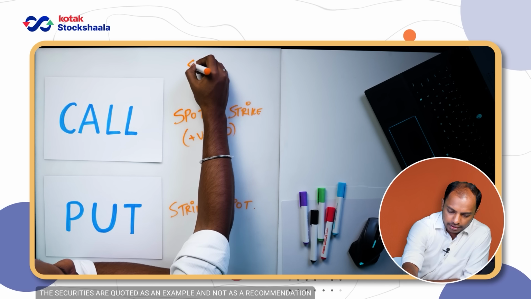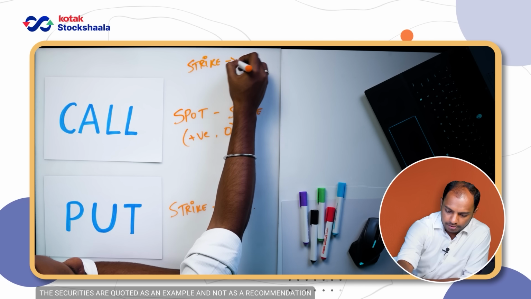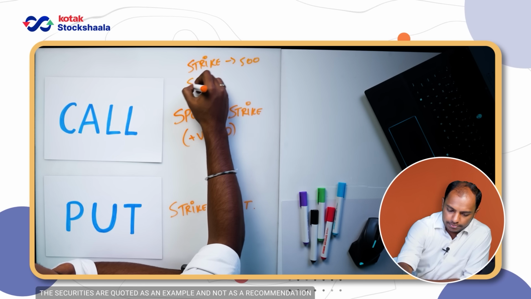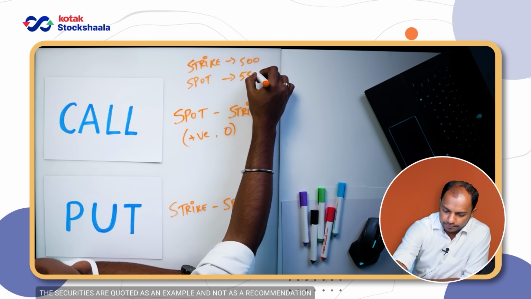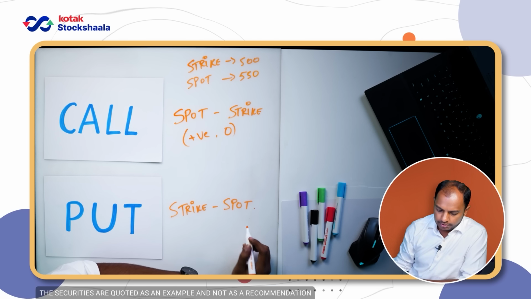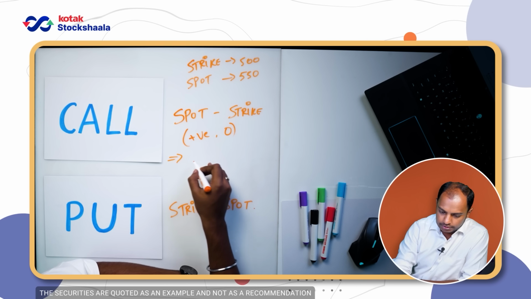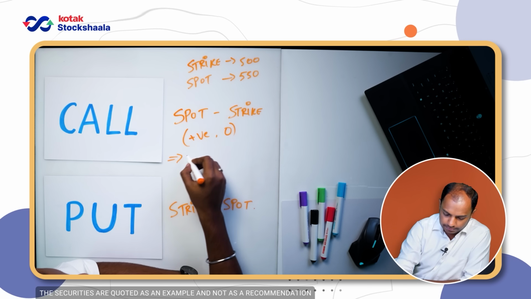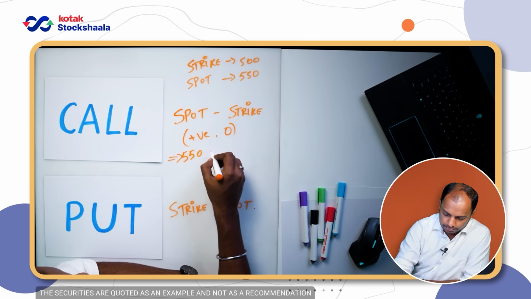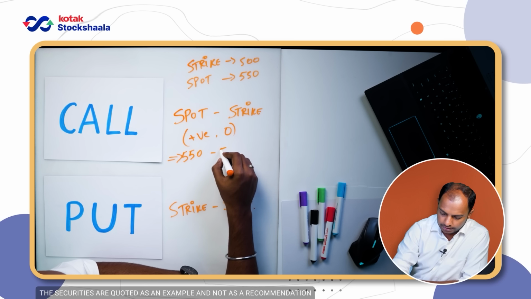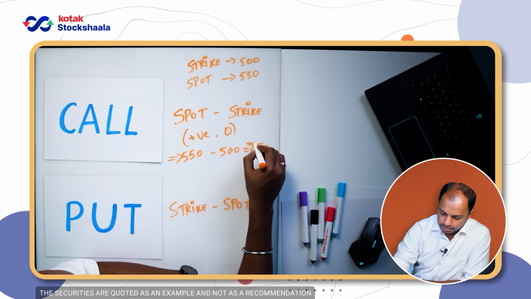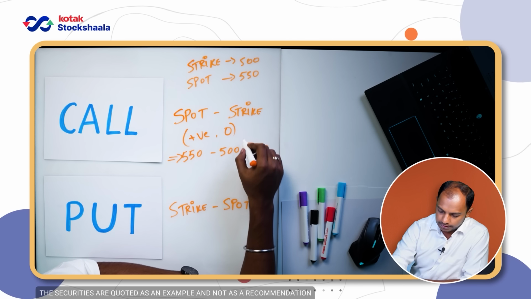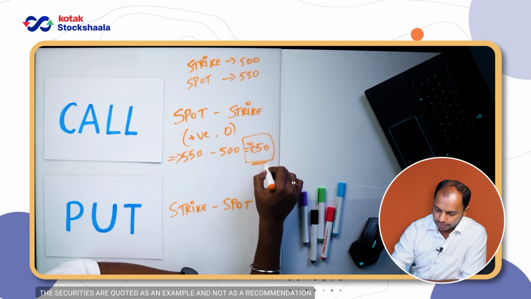Let's consider a strike price of 500 and a spot price of 550. In the case of a call option, when we apply the formula, it is going to be spot price, which is 550, minus strike price, which is 500. That's going to be rupees 50. So the intrinsic value of this specific call option is rupees 50.